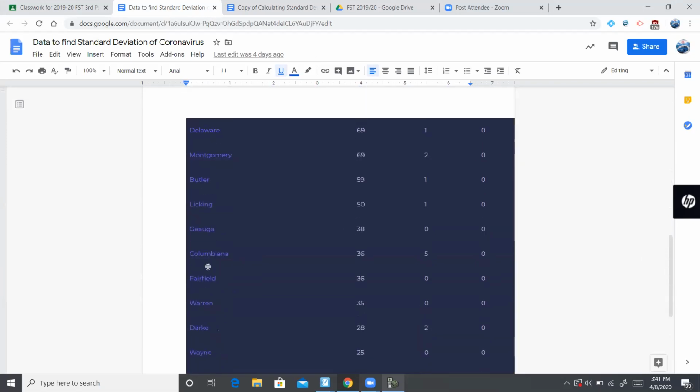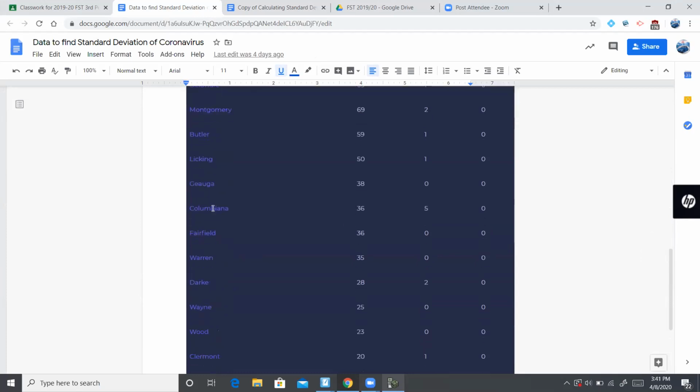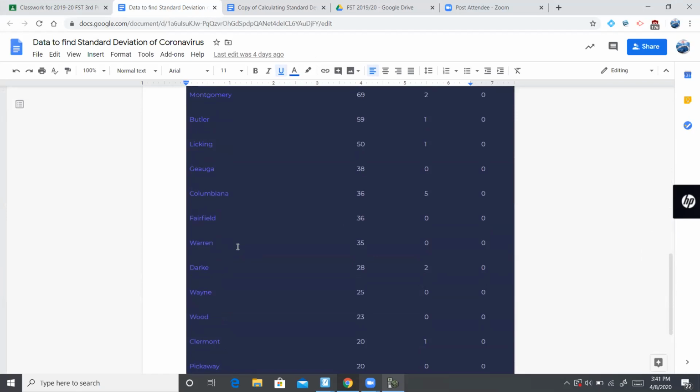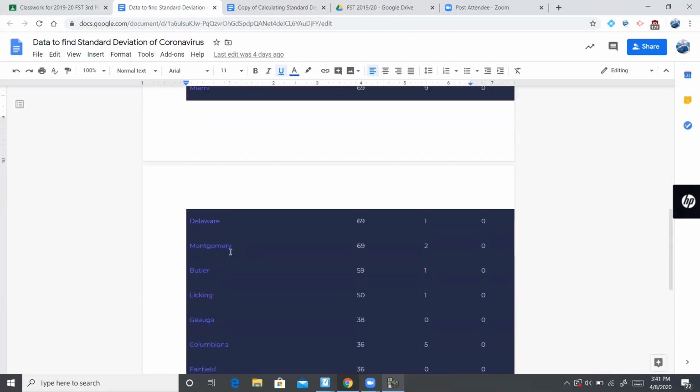So what would be really cool is if we put all this data in, which we will do eventually. We're going to put all this data in, and we're going to actually see how Medina really does compare with all the counties in the state of Ohio. Okay, so that's what we're going to do today, and I want you to work on finding the standard deviation.